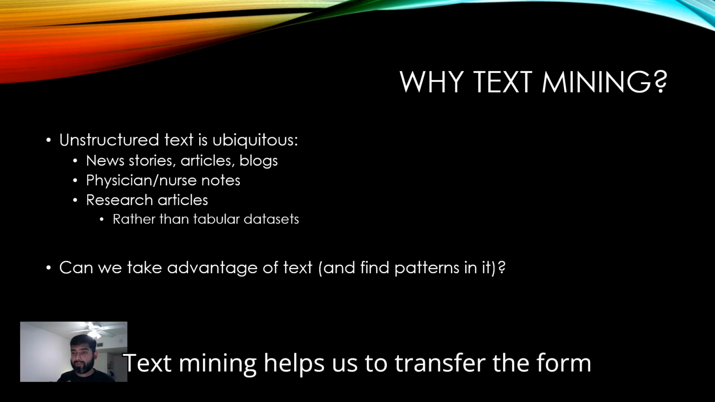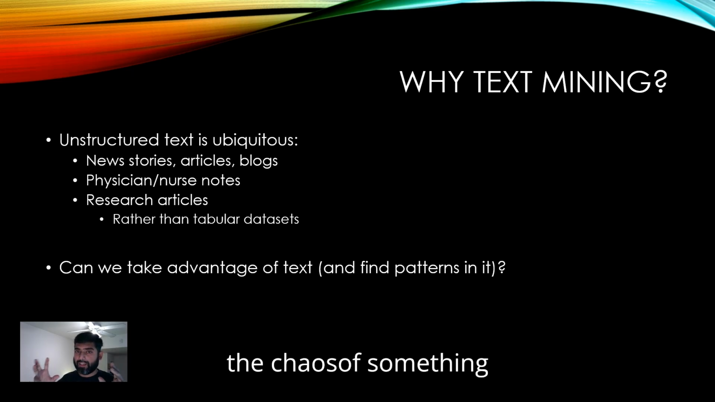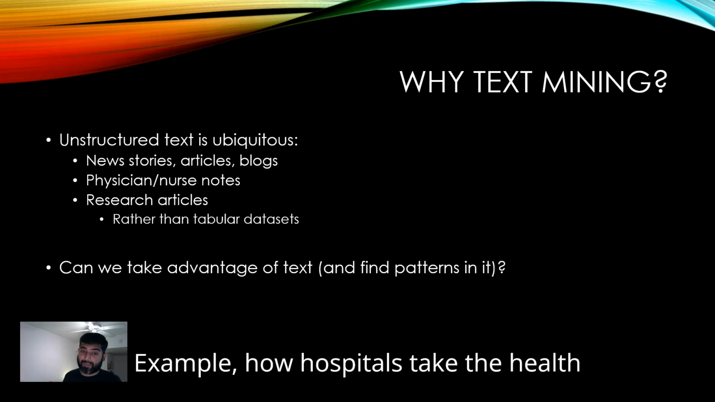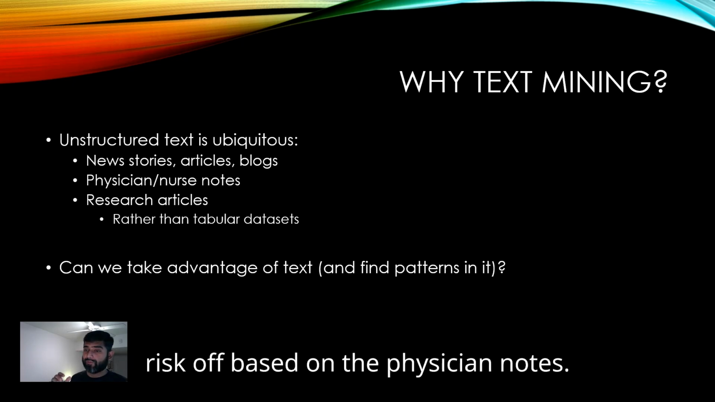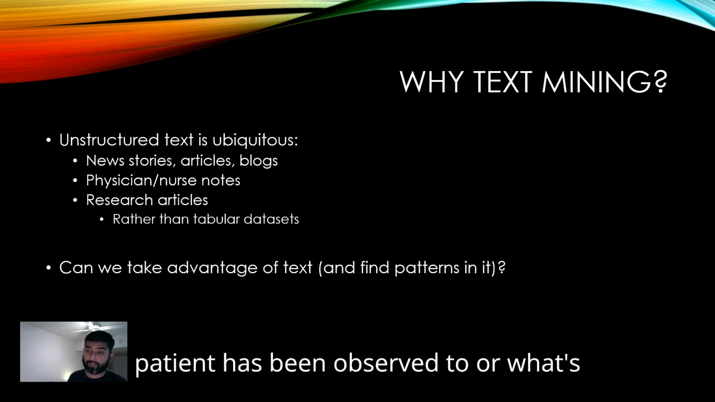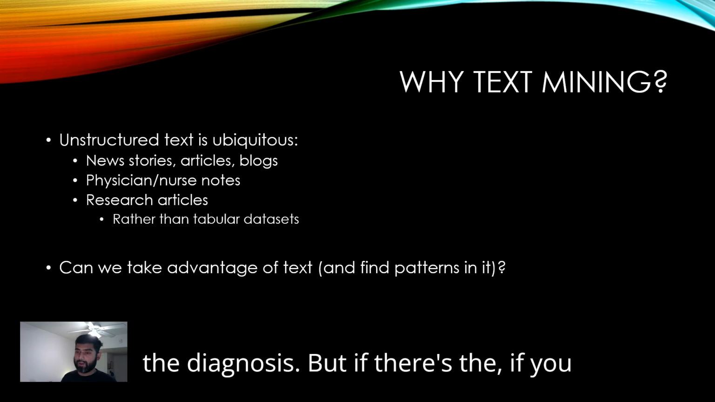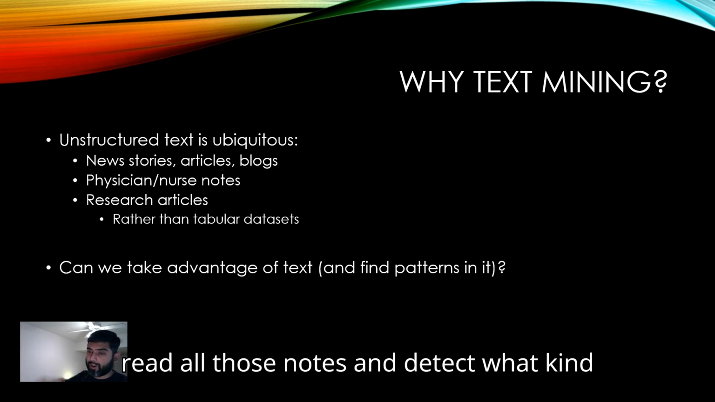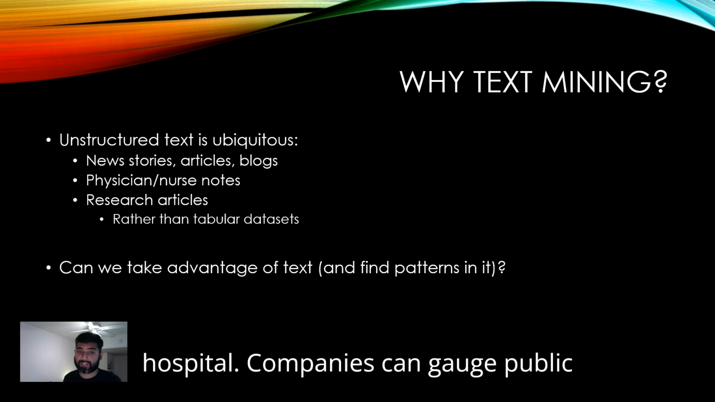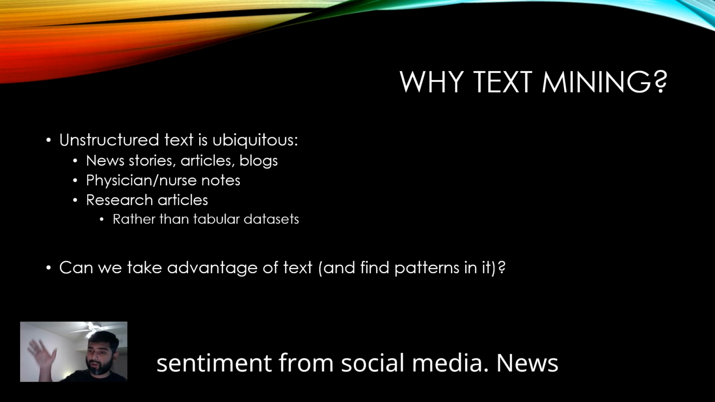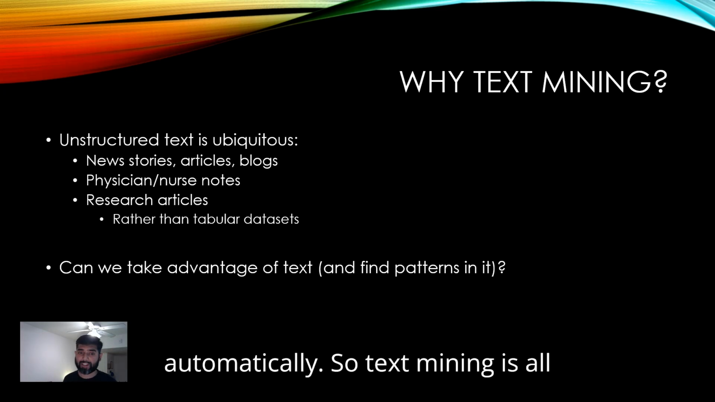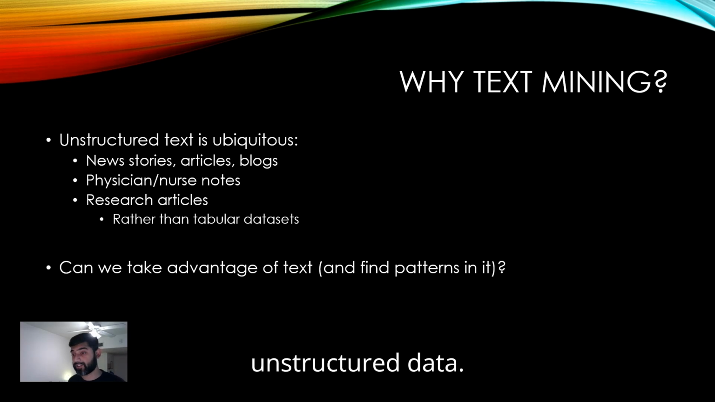Text mining helps us to transform the chaos into a measurable insight. Example, how hospitals detect the health risk based on the physician notes. Physician always notes what kind of patient has been observed or what's the diagnosis. But if you look at the hospital level, they want to read all those notes and detect what kind of risk are we really looking at in general terms in this hospital. Companies can gauge public sentiment from social media. News agencies can group related stories automatically. So text mining is all about extracting the structure from the unstructured data.